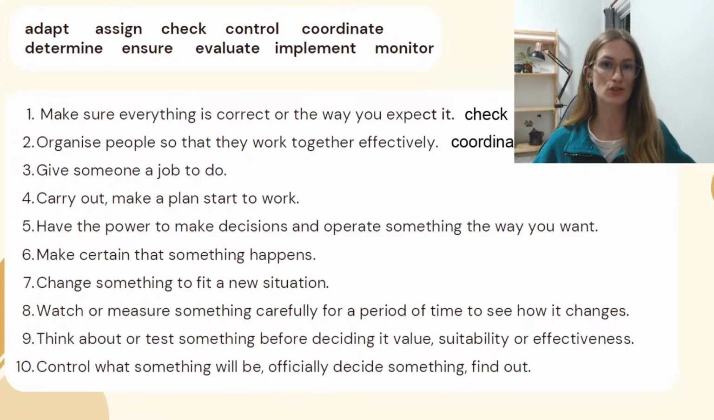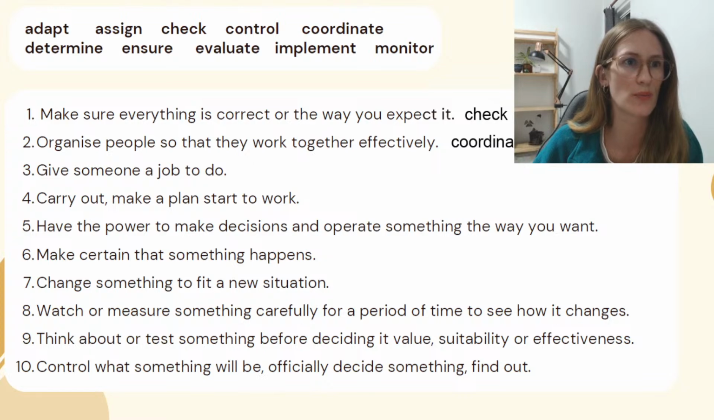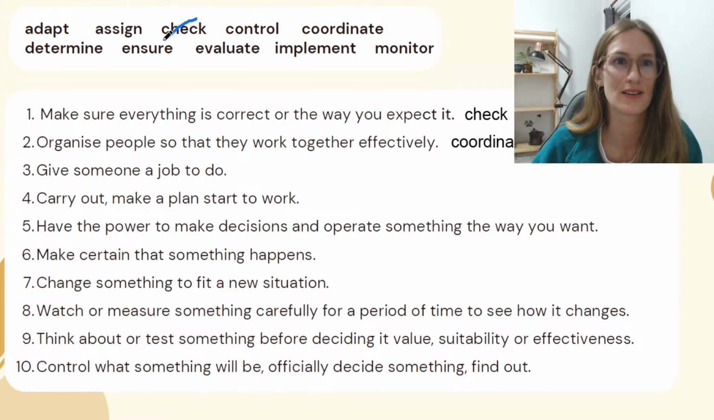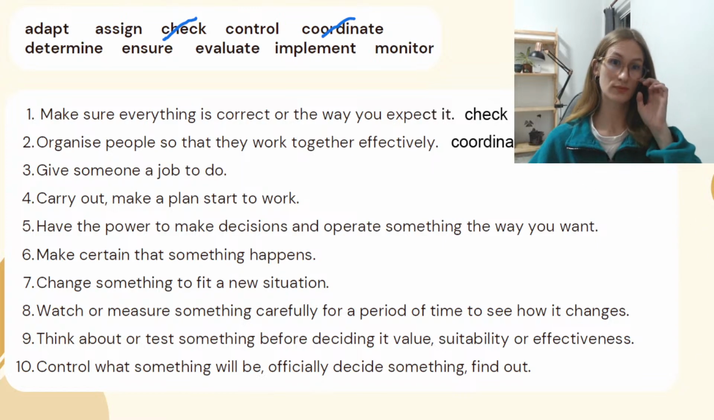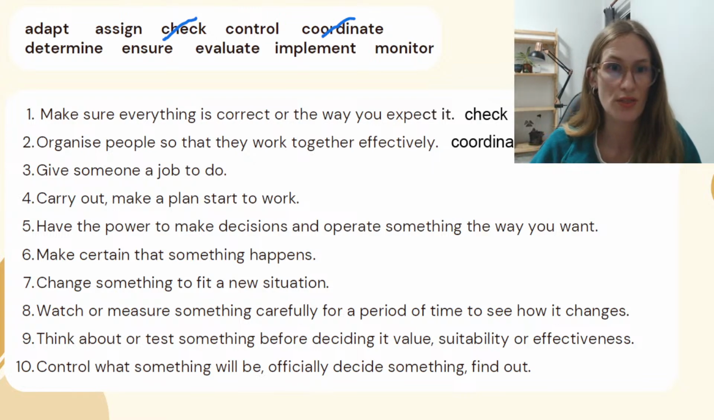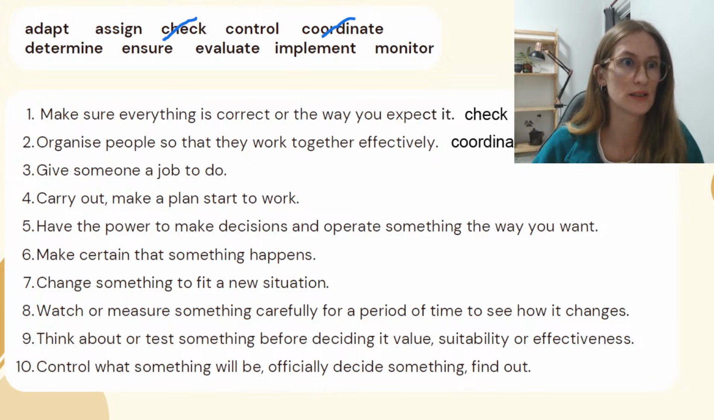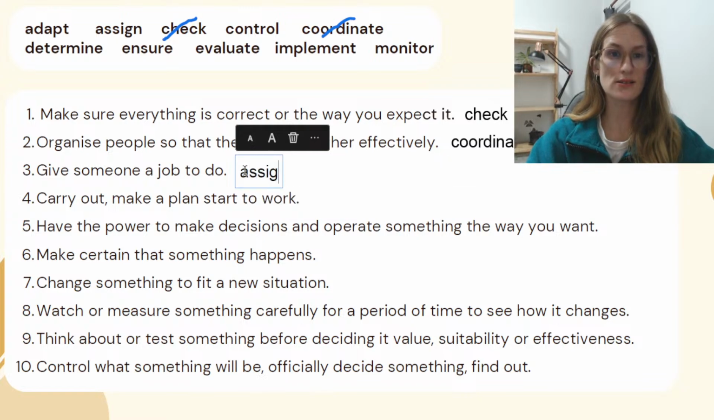Number 3, give someone a job to do. Let me cross off the ones at the top as well so it helps you recognize what you have used already and what you haven't. Number 3, give someone a job to do, assign, perfect, thank you everyone. Give someone a job to do, assign a task, assign a job.